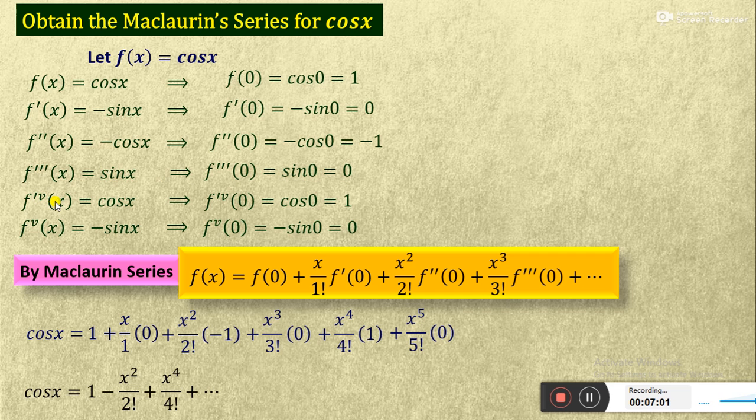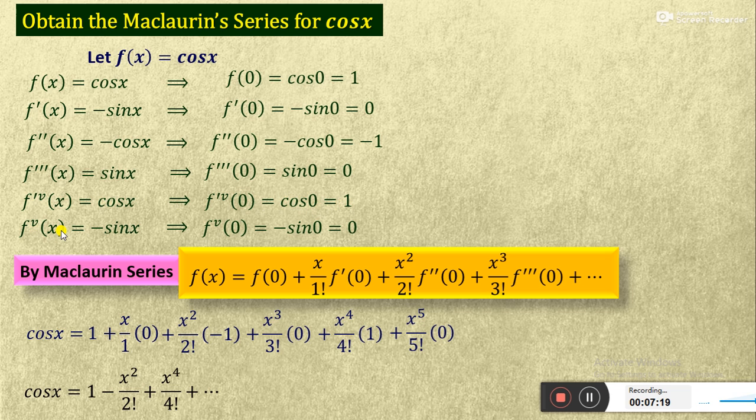Next, f fourth dash of x. F fourth dash of x equal to cos x. So f fourth dash of x equal to cos x, which implies f fourth dash of 0. So x equal to 0, you substitute x equal to 0. X equal to 0 means cos 0. Cos 0 means equal to 1.